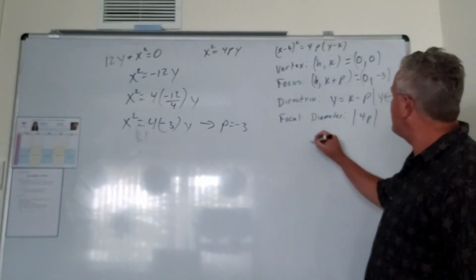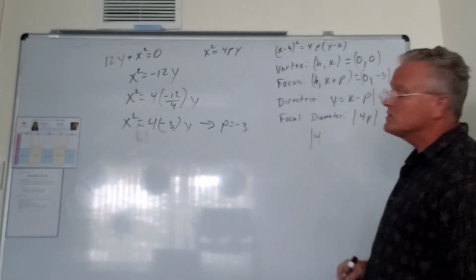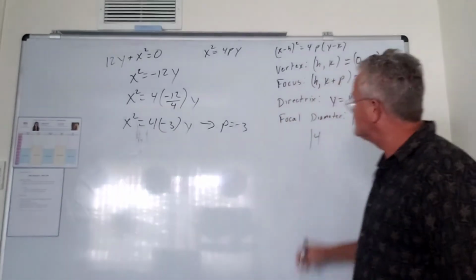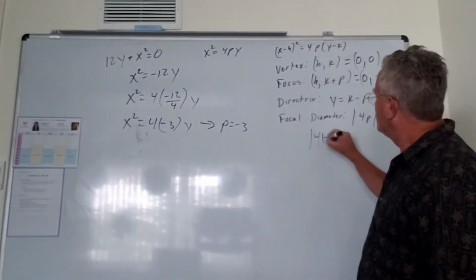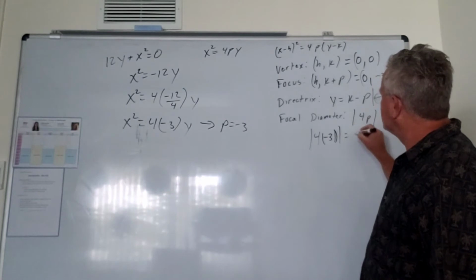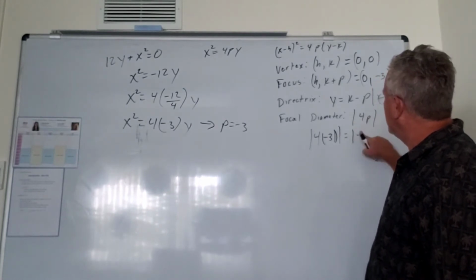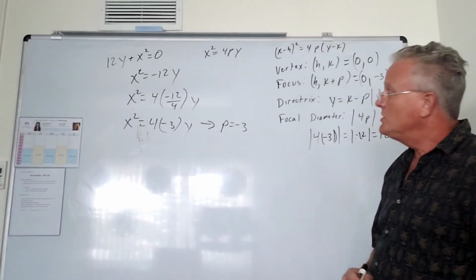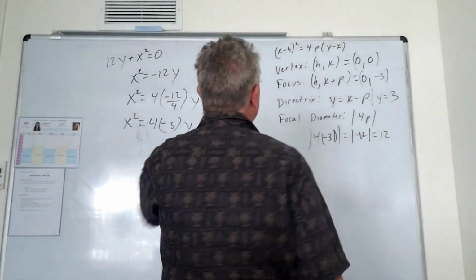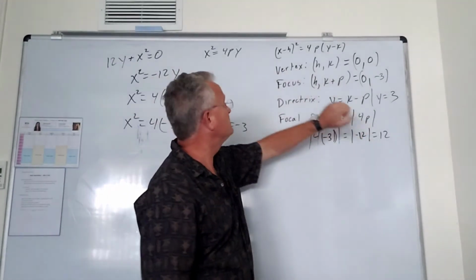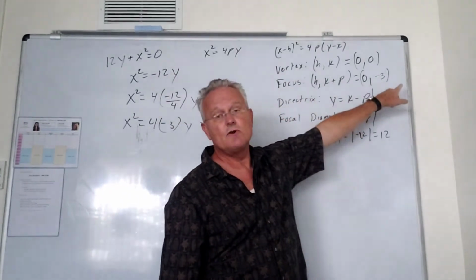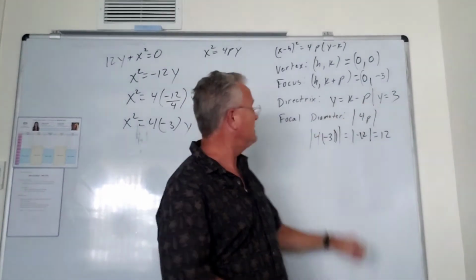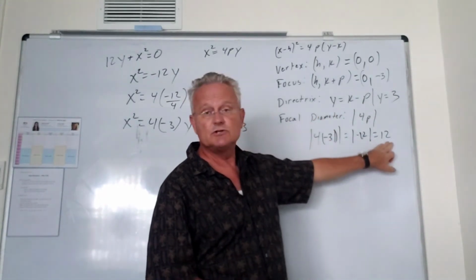The focal diameter is just the absolute value of 4 times p. 4p is 4 times negative 3, which gives us the absolute value of negative 12, and that is 12. So, let me just recap. Our vertex is 0, 0. The focus is 0, negative 3. The directrix, the equation is y equals 3. And the focal diameter is 12.